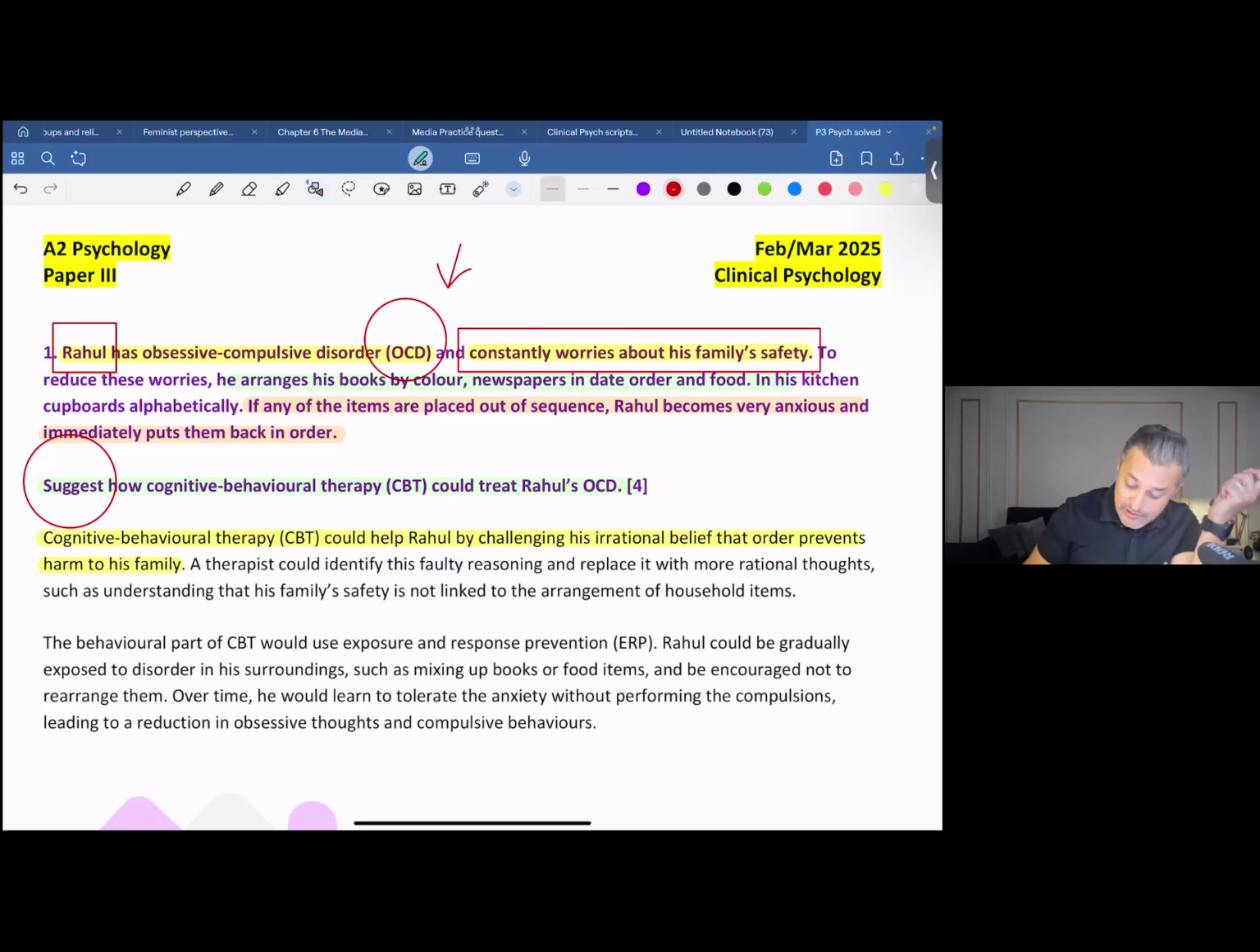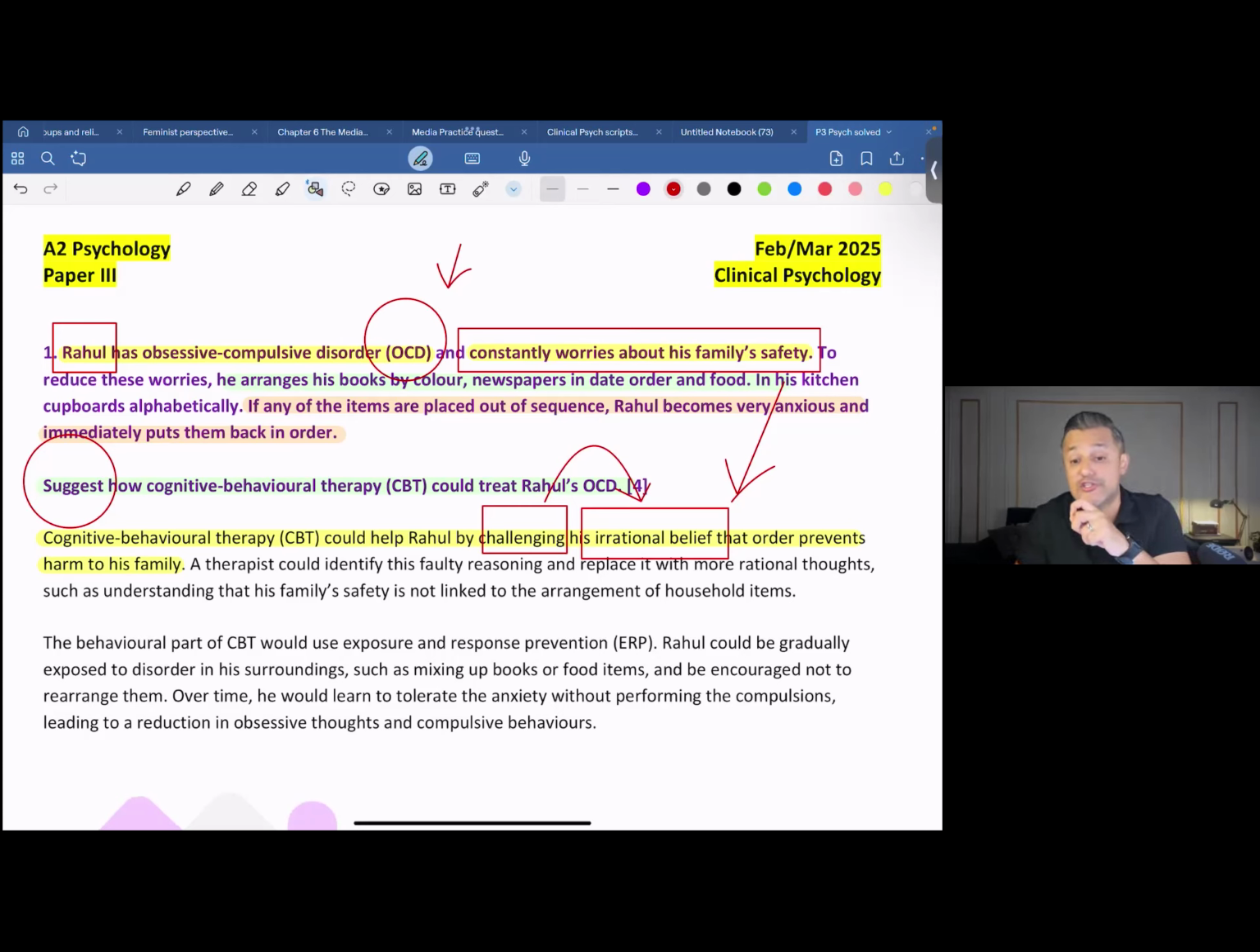It's, of course, an irrational belief when this gentleman feels that if things such as his books, the newspaper, or food from the kitchen are not in sequence, his family's safety would be at risk. It is irrational. So it is pretty important that you help Mr. Rahul understand. First, help him understand that he's wrong. Help him identify where he's going wrong. So cognitive behavioral therapy could help Rahul by challenging. The key word over here is challenging. You're helping him challenge his irrational beliefs that order prevents harm to the family.